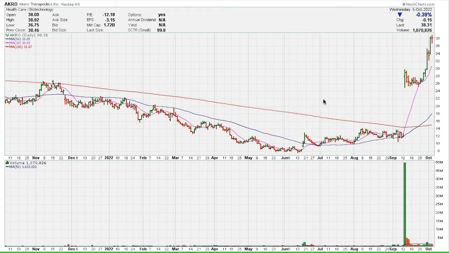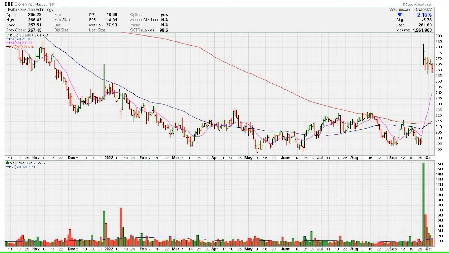Akero Therapeutics, which is biotech. Big gap up on very heavy volume. I mean, it traded 50 million shares, normally trades 1.6 million. So big gap up, consolidated, and then basically it's breaking out again. So you might want to keep an eye on Akero. I'm not really familiar with the company yet. It's kind of small for me and kind of too risky, actually.